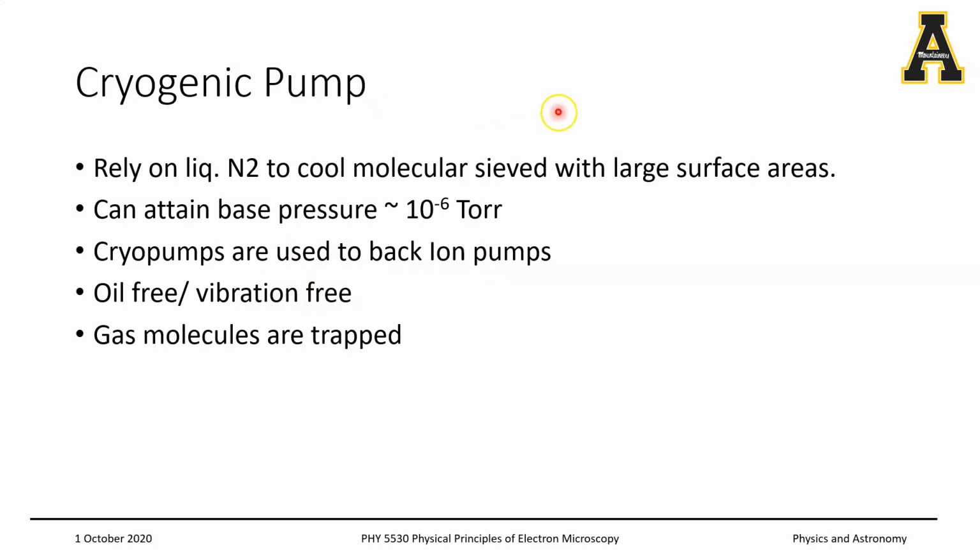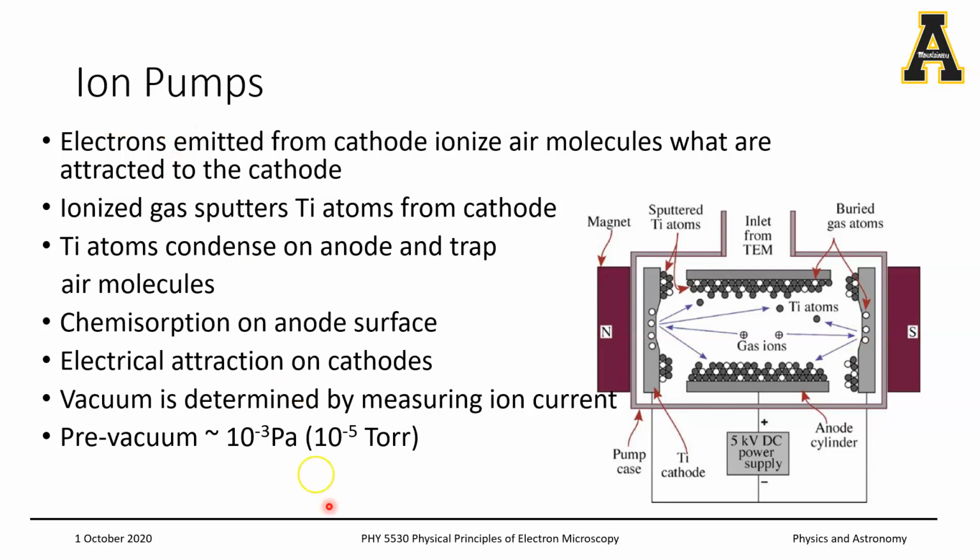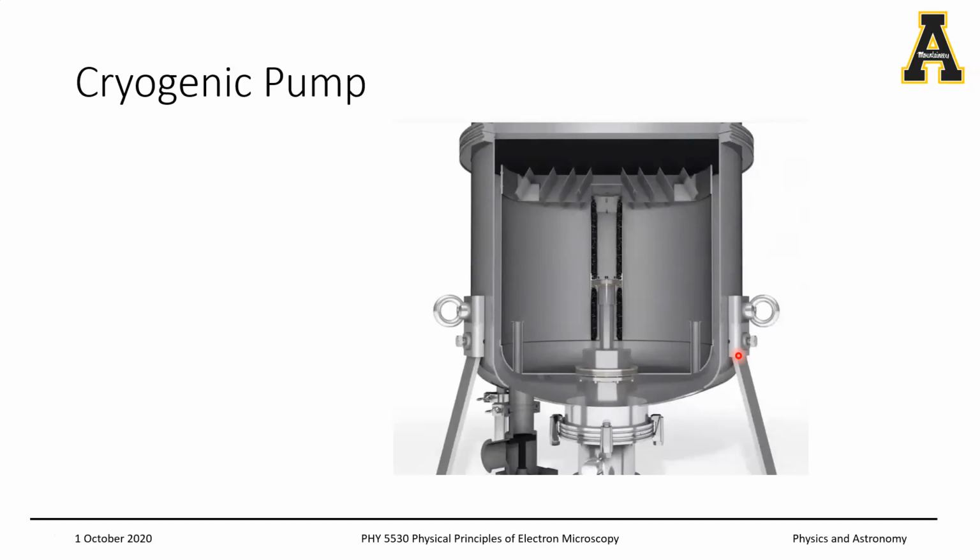So you would use a roughing pump for the pre-vacuum necessary for a cryo pump, and the combination of the roughing pump and the cryo pump will be good to create the pre-vacuum necessary for your ion pump, because you need really good vacuum to begin with to use the ion pump. Okay, so let's take a look at this last animation, which gives a good understanding of how the cryo pump works.